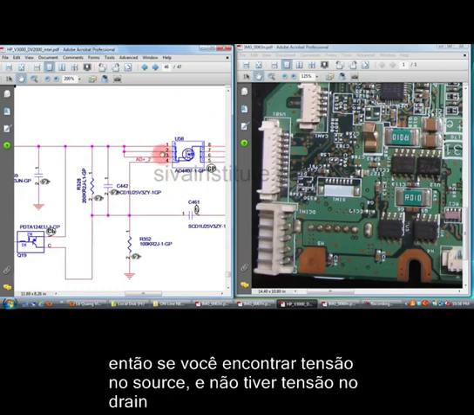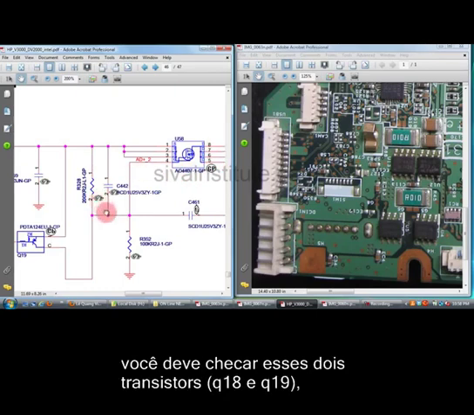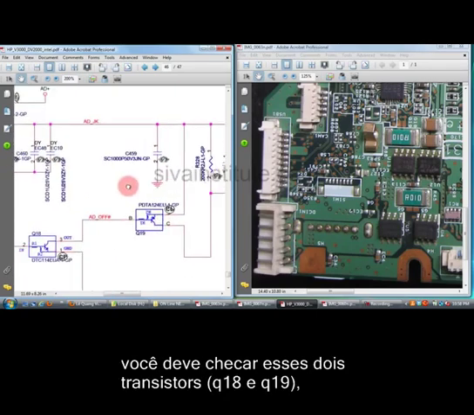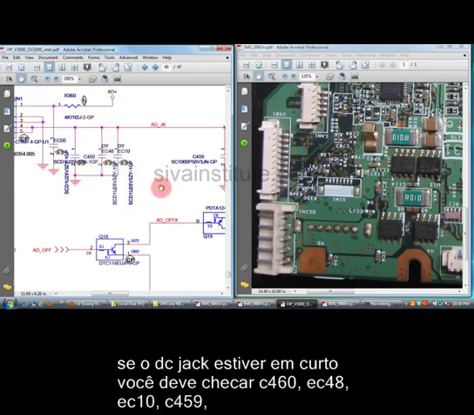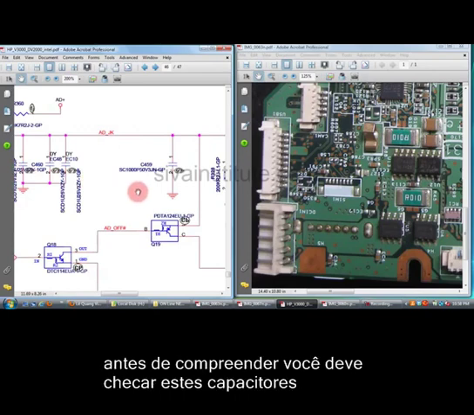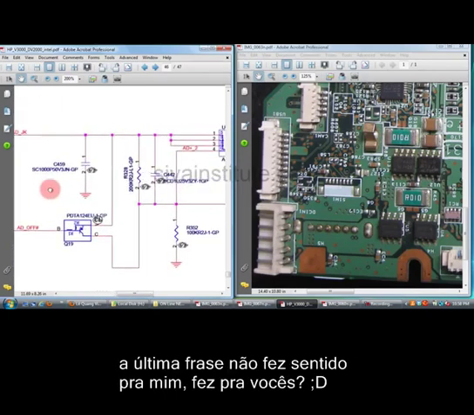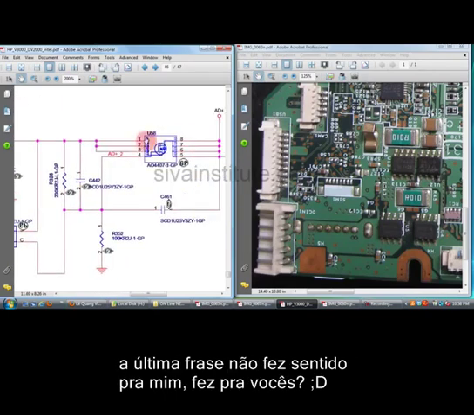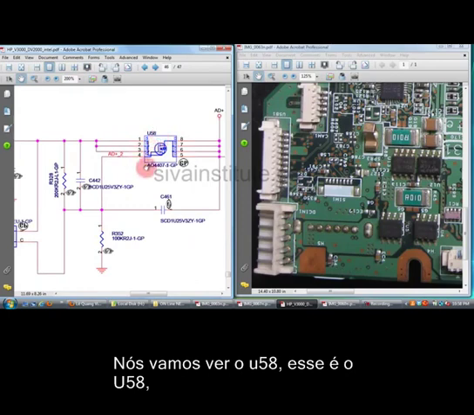So input voltage is okay, but no output at these points. You should check these two transistors. If the DC jack is short, you should check C460, EC48, EC10 and C459. These four components, you should check these capacitors. We will see U58.